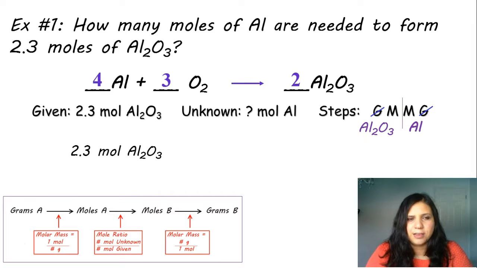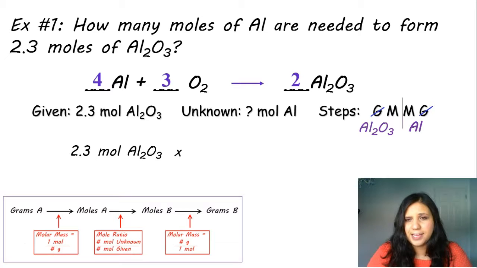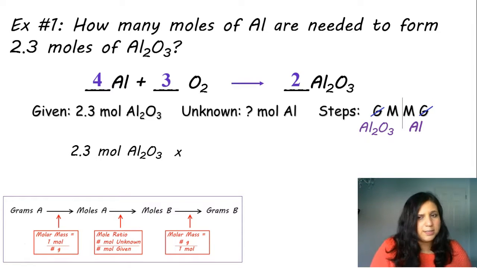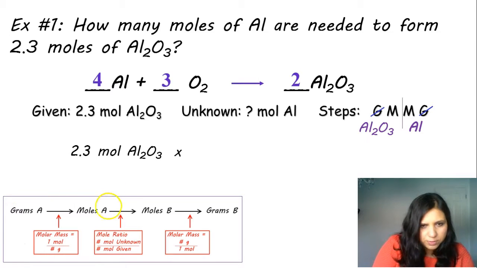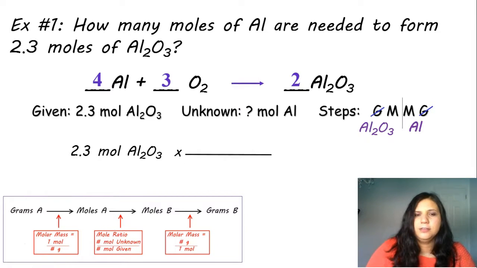Okay, start with the given, which is 2.3 moles of aluminum oxide. Multiply that times. So to go from mole to mole, what do you need? Well, according to the map here, we need a mole ratio. You notice down here, there it is. Go from moles of A to moles of B. We need the mole ratio, and that's always the number of moles of unknown divided by the number of moles of given.